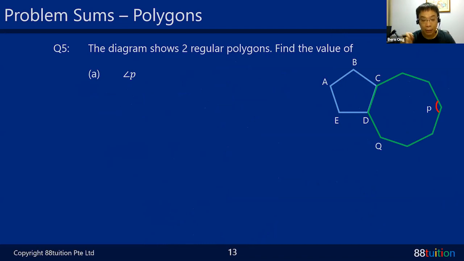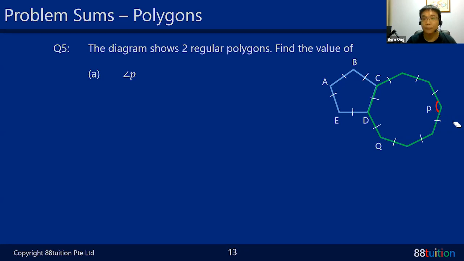Okay, so down here, the diagram shows 2 regular polygons. Regular means what again? Regular means all the sides the same. So down here, the sides are of the same length. If the pentagon is the same, this portion, the octagon, must be of the same length also. So the question says find angle P. Find angle P means you have to go and find the value of P.